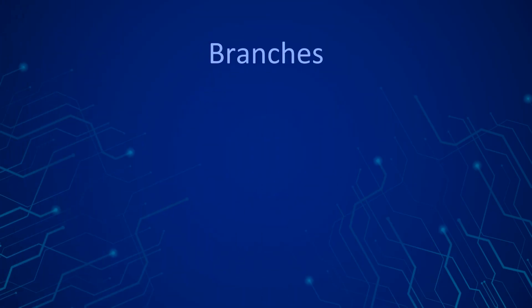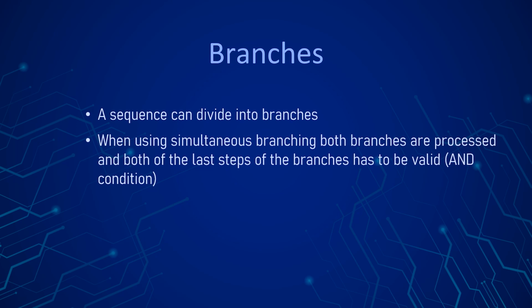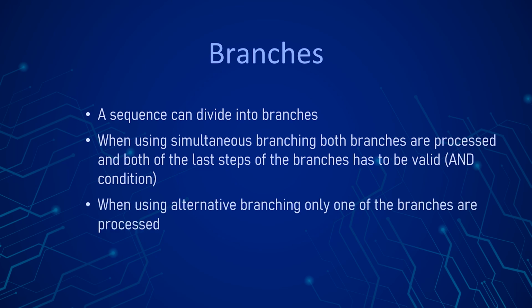We have two types of branches. The first one is the simultaneous. Its branches start to execute at the same time. If you want to close this branch, all branches have to be activated in order to make the transition valid.